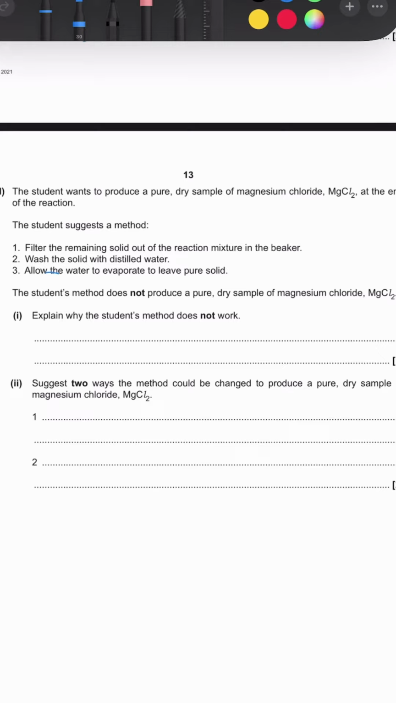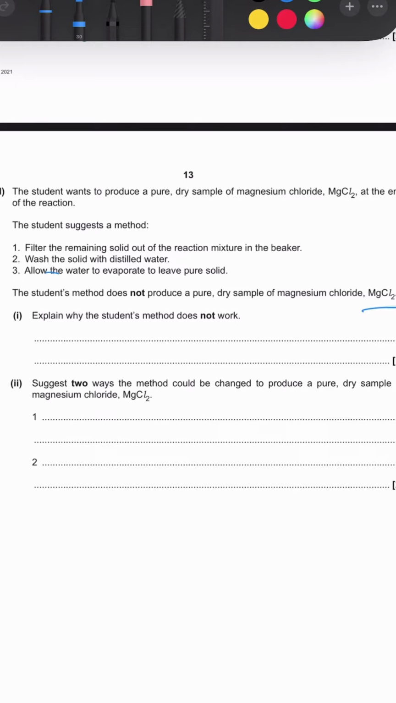So why is the method flawed? So the method is flawed because MgCl2 is soluble, so it can't be filtered. So already you're going to have nothing in the filtration paper because it's dissolved into the water. So there's nothing there, right?